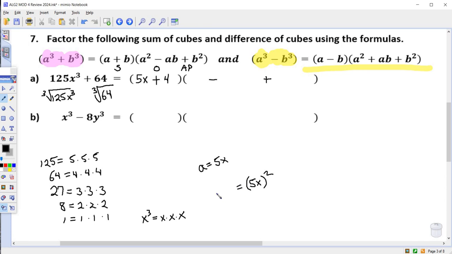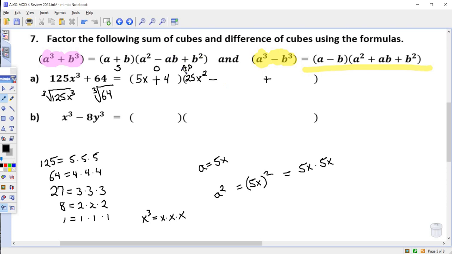So a squared is 5x squared. That means 5x times 5x, which is 5 times 5 is 25, and x times x is x squared. All right, so I just took that a term, that first term in that binomial factor, and I squared it.